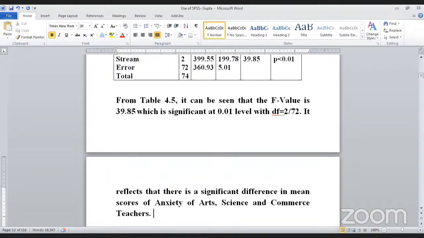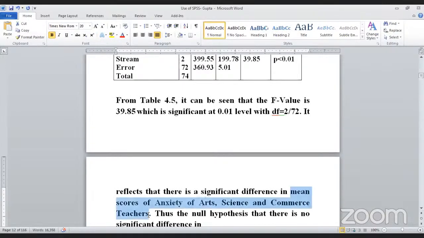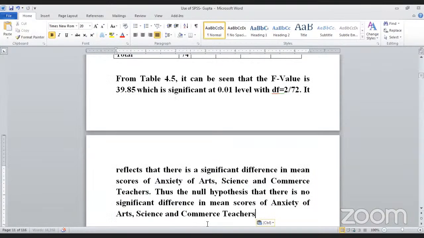Now, what my hypothesis? Thus, the null hypothesis that there is no significant difference in mean scores of anxiety of art, science, and commerce teachers is. What should I write? Is rejected or is not rejected?